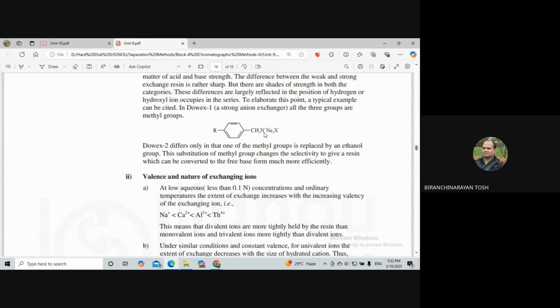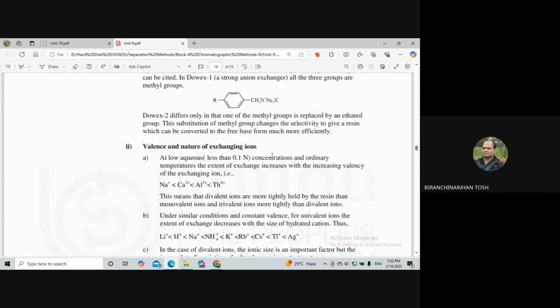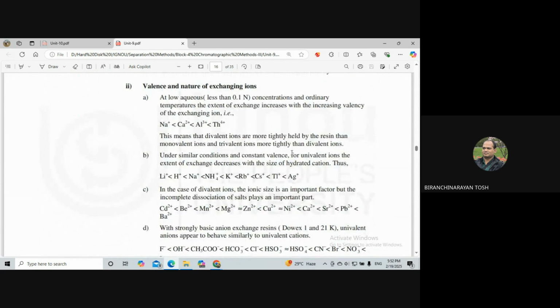So the functional groups may be the ammonium one, as already we have discussed. Valence and nature of exchanging ions: at low aqueous concentration, less than 0.1 normal, and ordinary temperature, the extent of exchange increases with increasing valency. So sodium is less; sodium can be replaced by calcium, aluminum, and thorium like this.